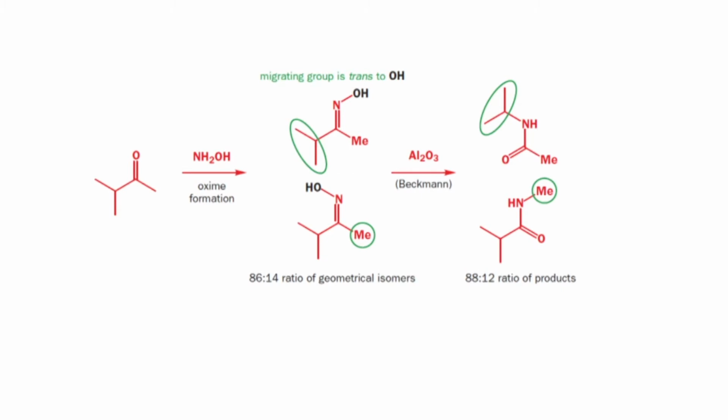And if there was some way to completely convert this group to this, then you will find that the methyl migration is the exclusive product. So in the case of the Beckmann rearrangement, what is more important is which group is going to be trans to the leaving group, which is the water. Now let's move on to the next rearrangement.